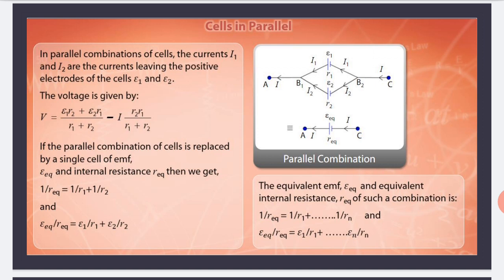If the parallel combination of cells is replaced by a single cell, then the equivalent EMF and equivalent internal resistance are given by 1/R equivalent = 1/R1 + 1/R2, and E equivalent/R equivalent = E1/R1 + E2/R2, as you find in the figure.